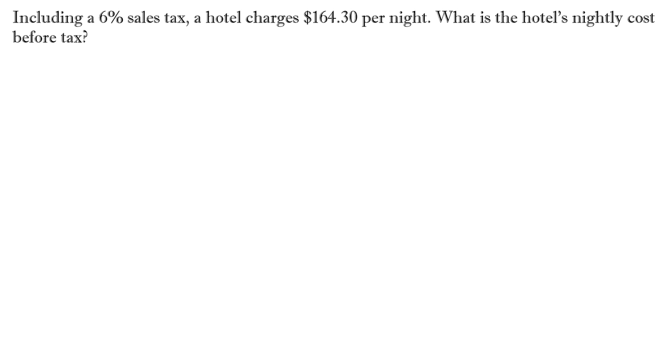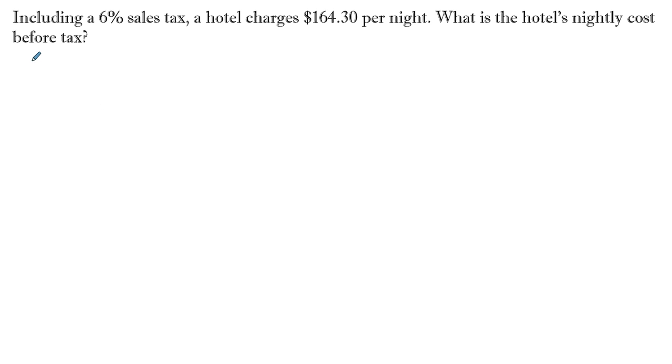And one more to take a look at here, which I find to be a little bit trickier, is when you're dealing with sales tax. Not a huge amount different, but sales tax, anything that's being taxed, whether it's an actual tax or a surcharge for something, it's always going to add to the cost. So including a 6% sales tax, the hotel charges $164.30 per night. What's the hotel's nightly cost before tax?